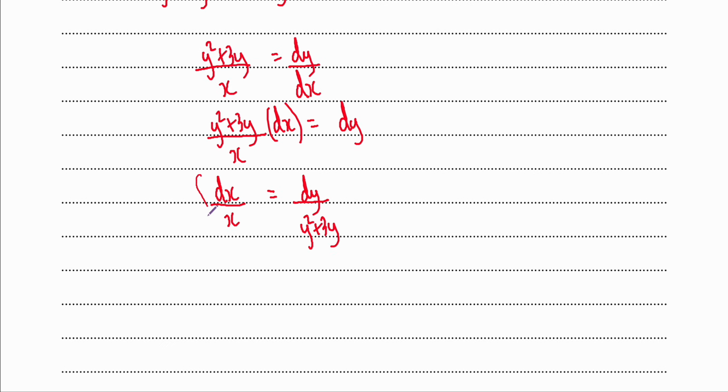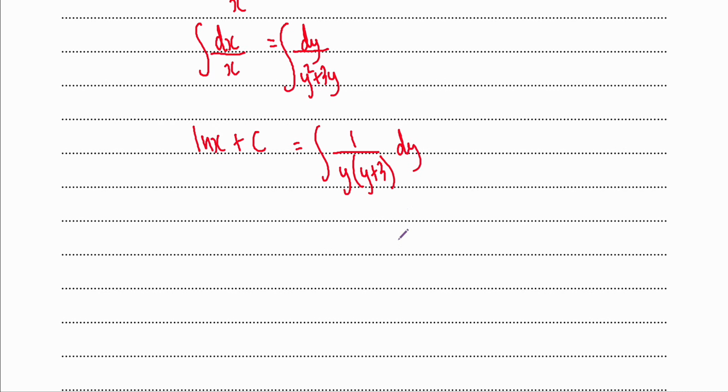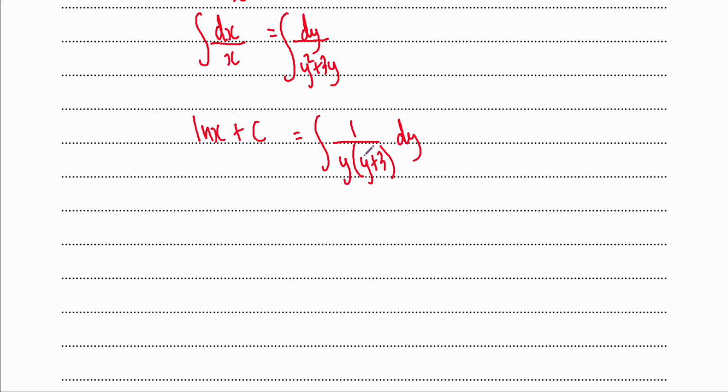If we integrate over here and over here, what do we get? Over here we can integrate dx over x. That's just the integral of 1 over x, which is ln x plus c, of course. Then here we have the integral of 1 over, and let's factorize this: you have y, and then y plus 3, dy. How would you integrate this? Let's use partial fractions to write this in a better way.